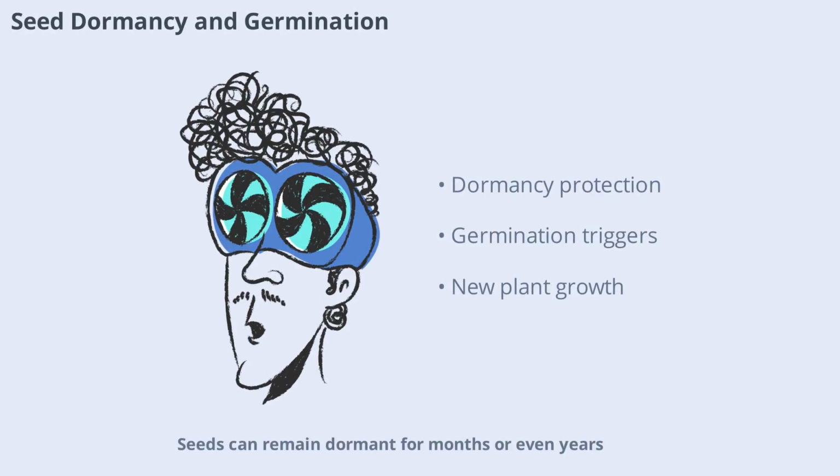Seeds can remain dormant for months or even years, waiting for the right conditions to germinate. Dormancy protects seeds from sprouting at the wrong time. When conditions are favorable, water uptake triggers metabolic changes and the seed begins to grow into a new plant.